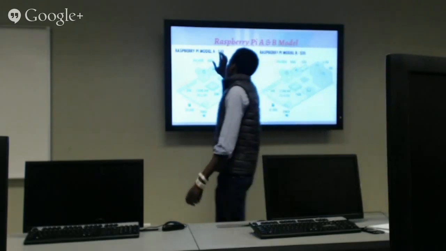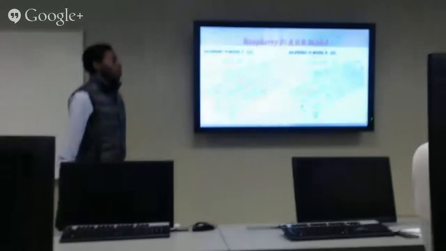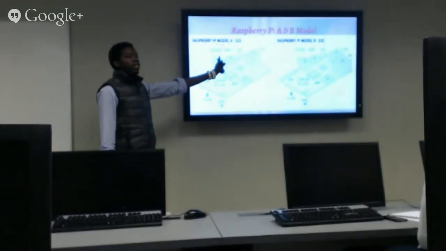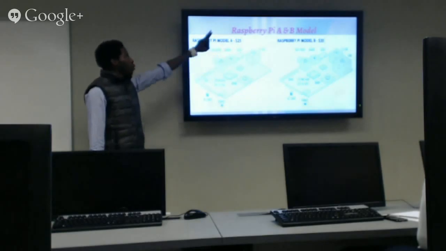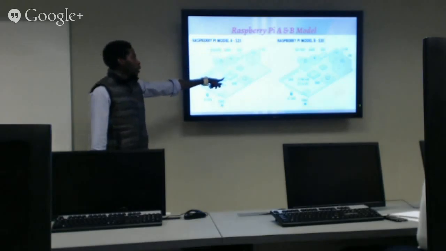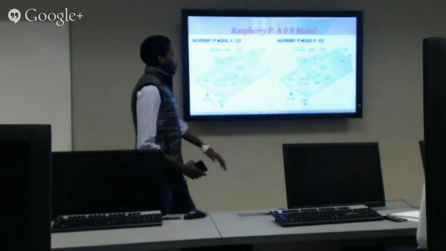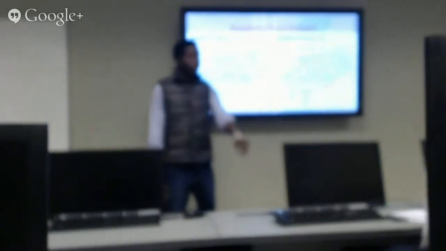So for the A model, last month an A plus model came out. It's smaller than this A model. The A plus model is smaller, but the RAM is more. I think the RAM is 512. And we have the B plus model already. The one I gave out now is the B plus model.